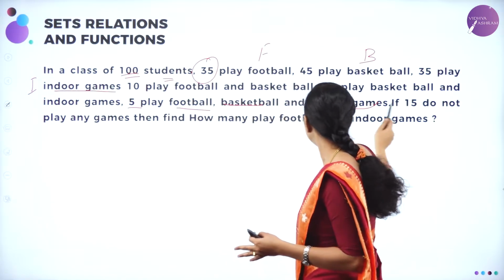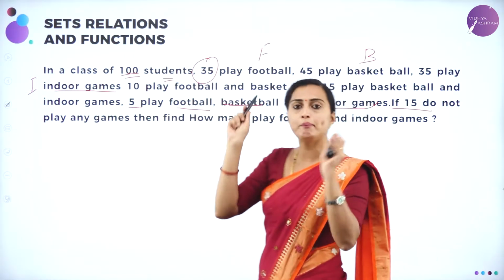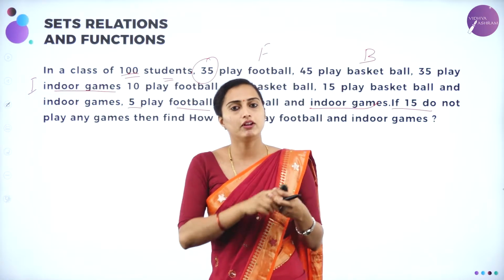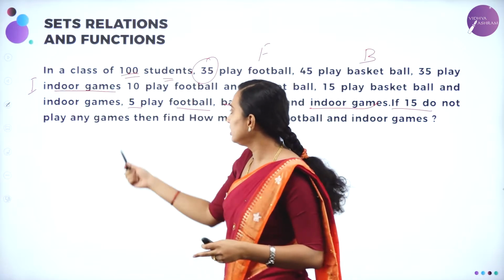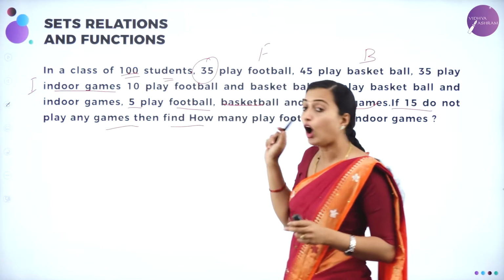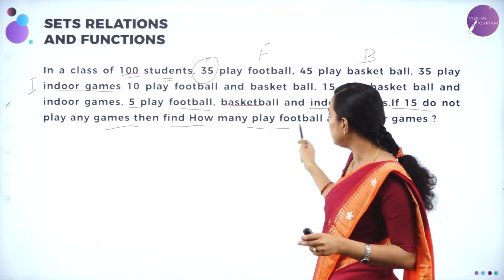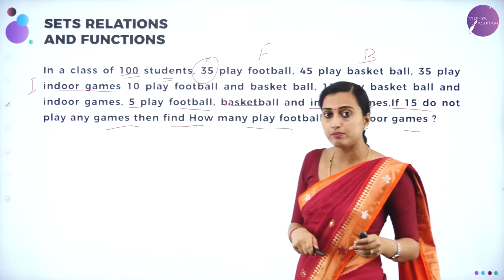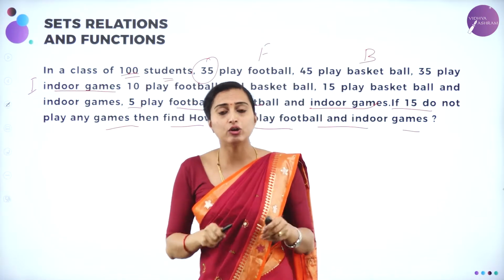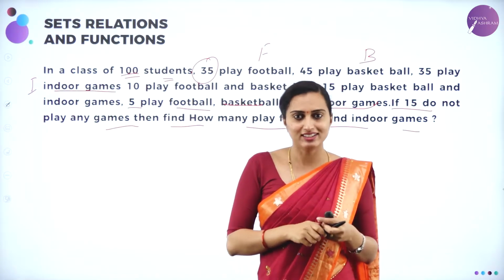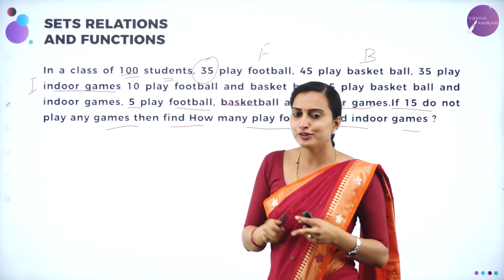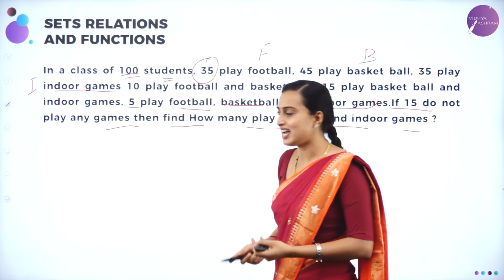So here we will be moving on to the next. 15 do not play any games, they will not play any games at all. They will be sitting as it is, okay? So find how many play football and indoor games, this is important. Football and indoor games means n of F intersection I, isn't it? So therefore we'll be writing the given terms now.